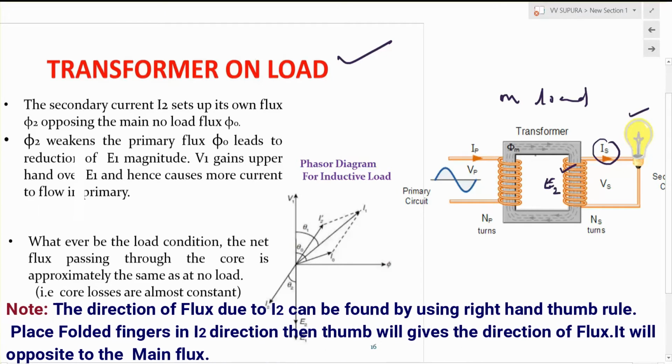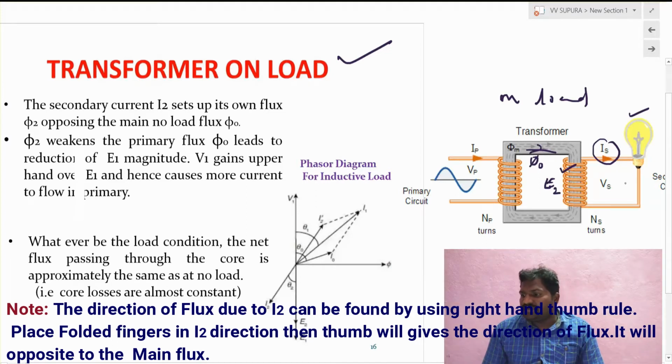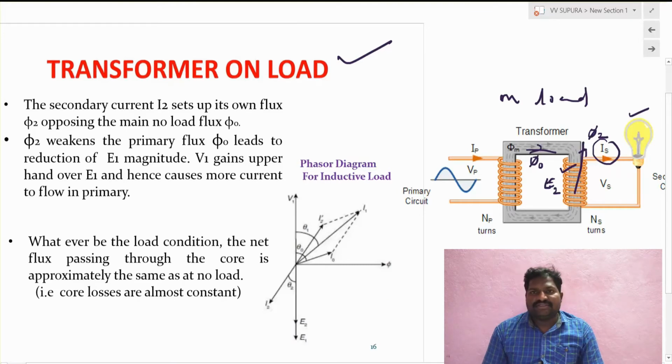Suppose when the load is not connected, some phi naught is flowing through this secondary winding. If the load is connected, some opposing flux will be generated, that will be taken as phi 2, and it will oppose the main flux, so that the EMF at primary side will be reduced. If the flux is weakened or reduced, automatically the induced EMF at primary side is also reduced.